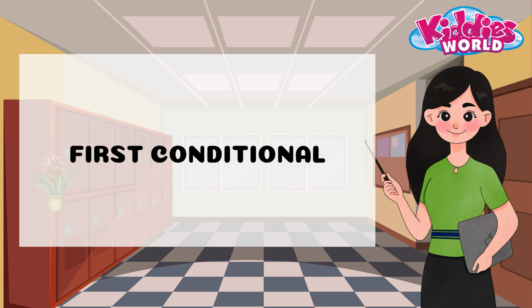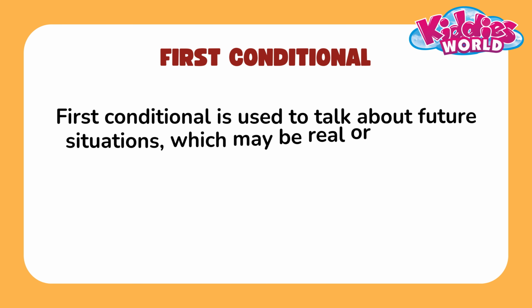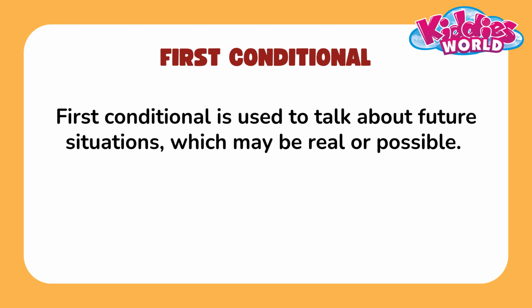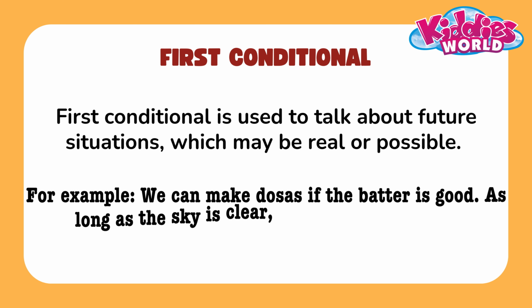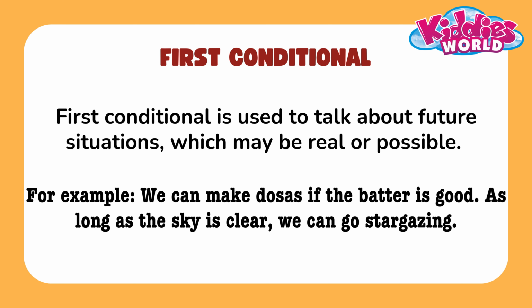First conditional. First conditional is used to talk about future situations which may be real or possible. For example, we can make dosas if the batter is good. As long as the sky is clear, we can go stargazing.